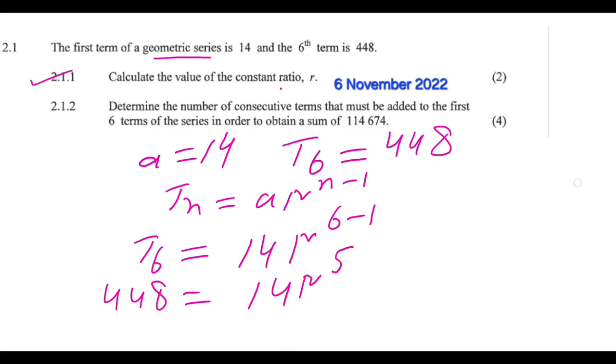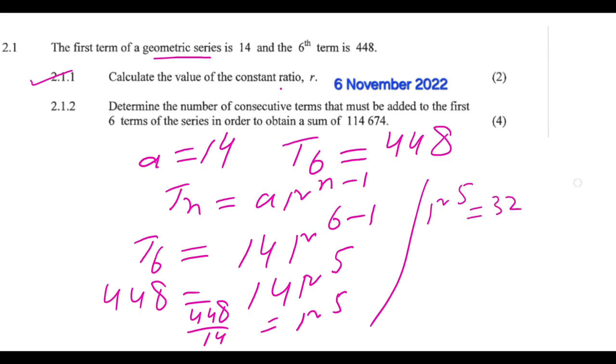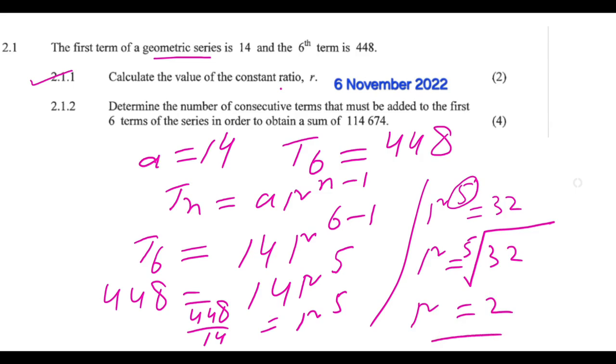Now solve for r power 5 here. So r power 5 is going to be equal to 448 divided by 14. Now I'm going to pull this over to this side. So r power 5 is equal to 32. Now solve for r. This is an exponent. When I pull it over to this side, it becomes root form, so it becomes the fifth root. I use my calculator. The answer is 2. So therefore r is 2.